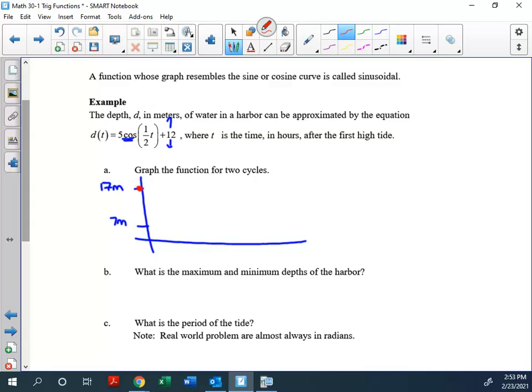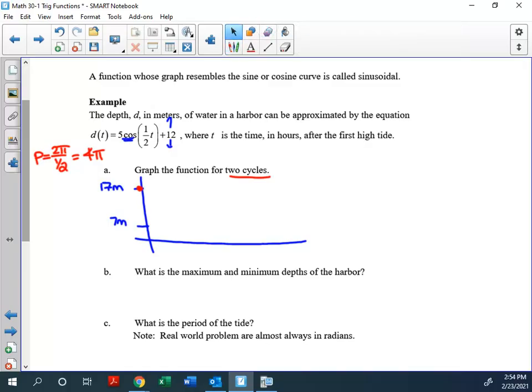All right, now I need to know if it's 2 cycles. Let's find out how long 1 cycle takes. So let's find out the period. The period of the graph will be 2 pi over 1/2. The period will be 4 pi. Now, when we deal with real life situations, we default to radians. We use radians for real life situations all the time. That's what we do. Don't change it to degrees. So, 1 cycle is going to happen at 4 pi, which means 2 cycles are going to happen in 8 pi.